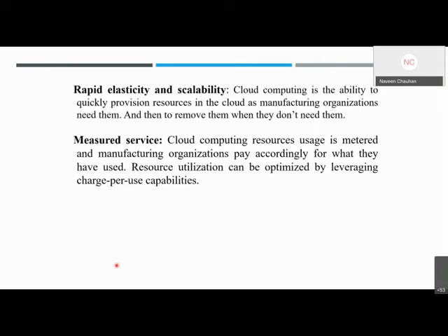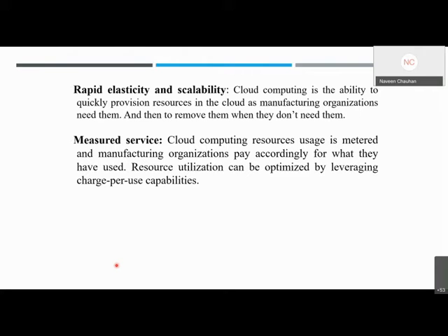Whenever a user requires certain services from the cloud, they are available to them, and after using them, these services are removed. Ultimately, these services are available on the fly to the user. This is the ultimate meaning of rapid elasticity and scalability.